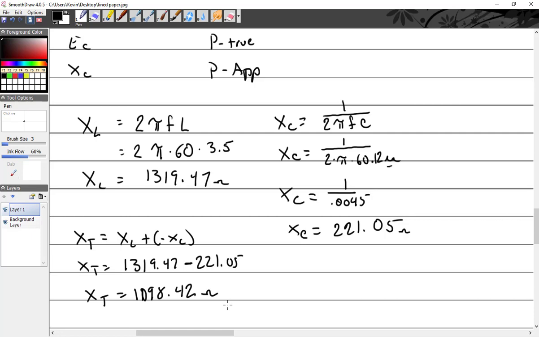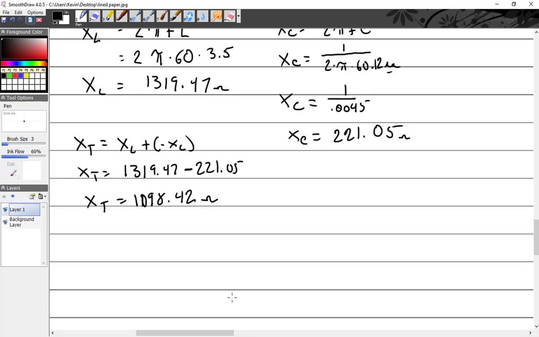What's next? Impedance. Okay, Z. Well, let's look at a chart now. Here's my chart, and what we've accomplished is we have X total 1098.42. Now, because it's positive, is this an inductive or a capacitive circuit? It's inductive. That means there's more coil than there is capacitance. And that means I've got a spot right up here that's between here and here. That distance is 1098.42. What is my resistance?